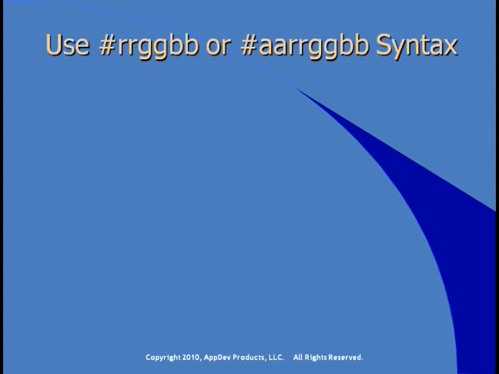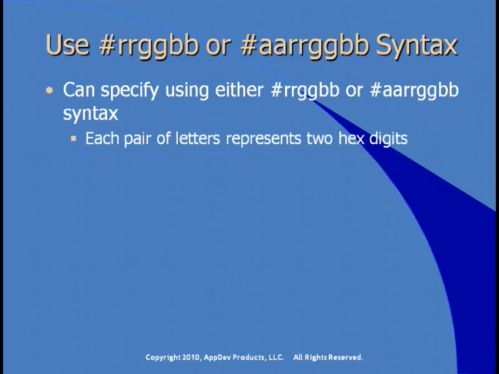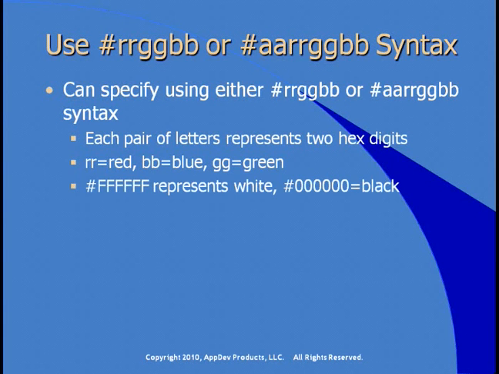You can also use either of the hexadecimal value syntaxes. You can specify either one or the other, and each pair of letters represents 2 hex digits, where RR is red, BB is blue, GG is green. Hashmark FFFFFF represents white, fully saturated, and hashmark 000000 represents black. There's no red, no blue, no green, it's black. For example, hashmark 00FF00 represents a fully green color.